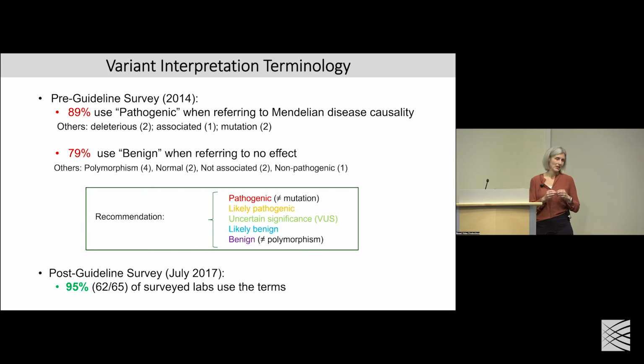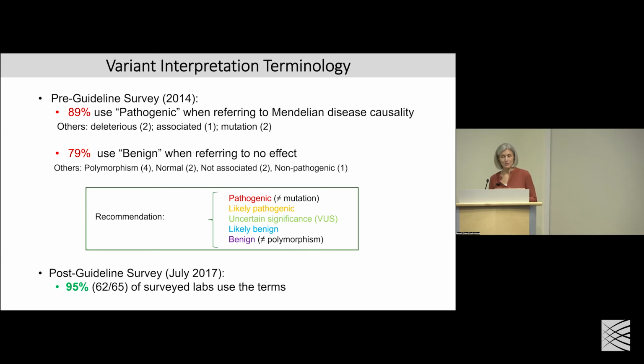And then everything in the middle goes into this bucket of what's called a variant of uncertain significance, or a VUS. Before, again, as with the gene curation, before the existence of these guidelines, there was a lot of variability in the clinical field about the terminology that was used. So for example, a lab might say benign, or polymorphism, or normal, or not associated, which is pretty confusing when you get that kind of information back on different reports.